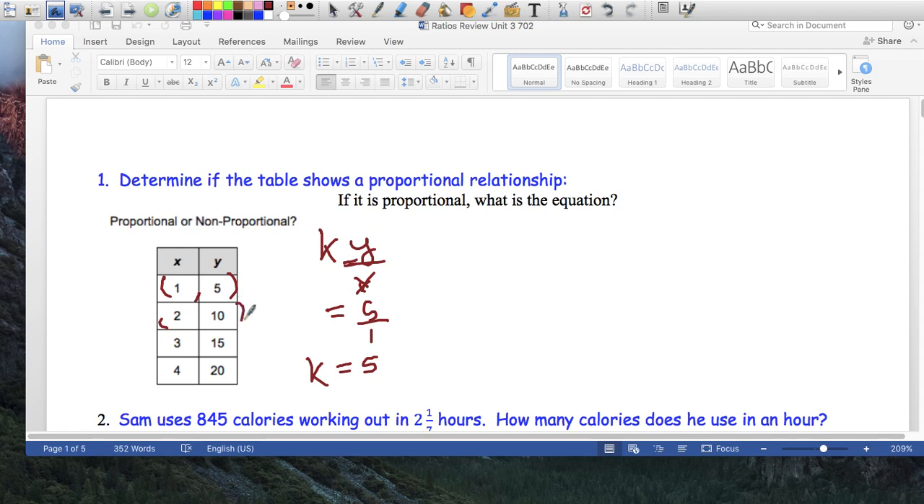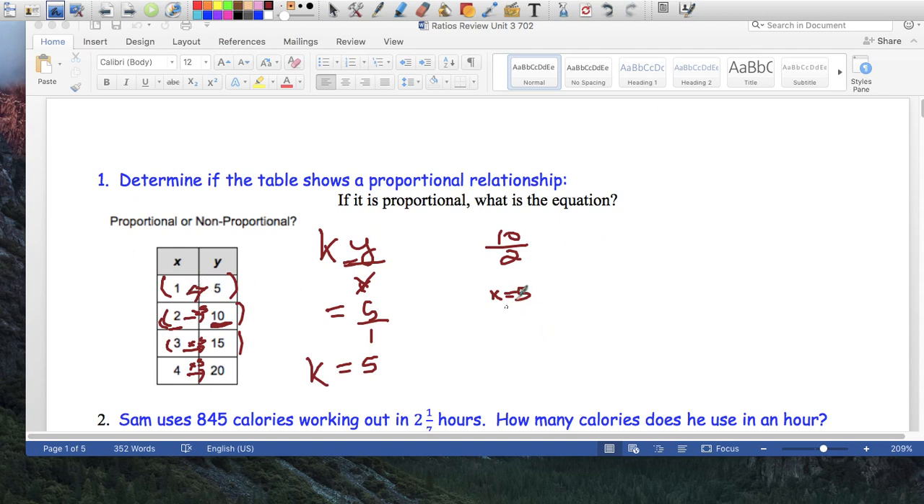Let's take the second one. The second one would be 10 over 2, and you have to be really careful in who you put on top and who you put at the bottom, right? Because it's y over x, and make sure that you put the y, which is 10, over x. And also, you get that k equals 5. The third one, if you did the same, is 5 again, and the last one will be 5. So definitely, it is a proportional relationship, and you can clearly tell because it's times 5, times 5, times 5, times 5, right? So it's clearly proportional.